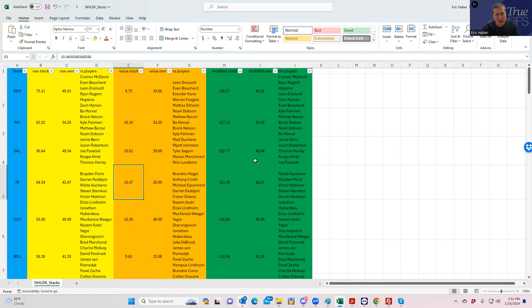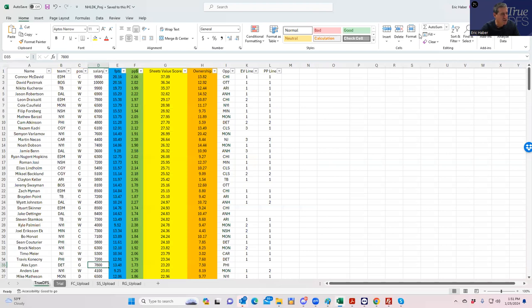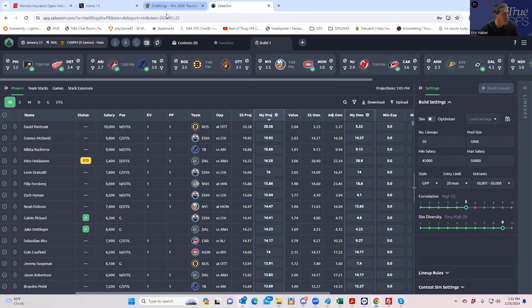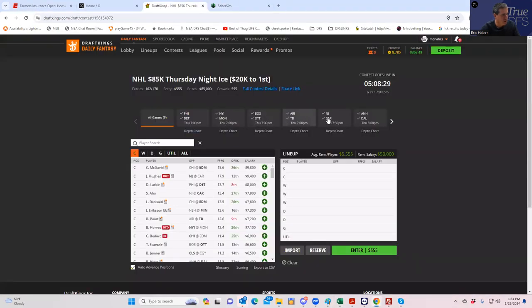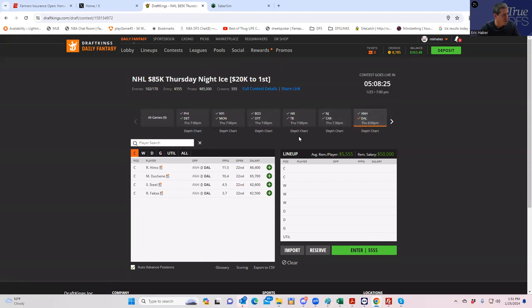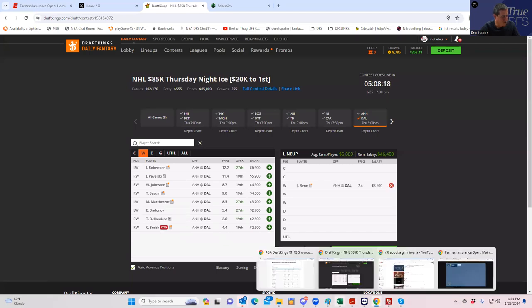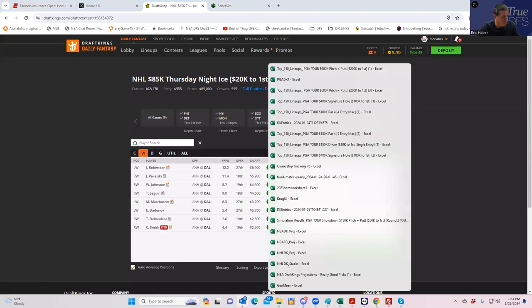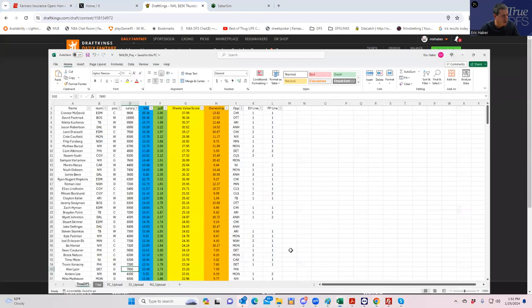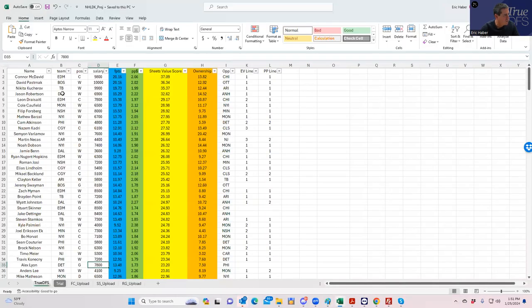So at this point, you could either try to go straight to hand building or use SaberSim. Just for now, let's go into straight hand building and see if we can build on the information that we saw. Dallas seems pretty reasonable. We'll probably be able to get to it. We can start with Jamie Benn, and I'll just go into here. You can either start with the stack pages or just the sheet pages.